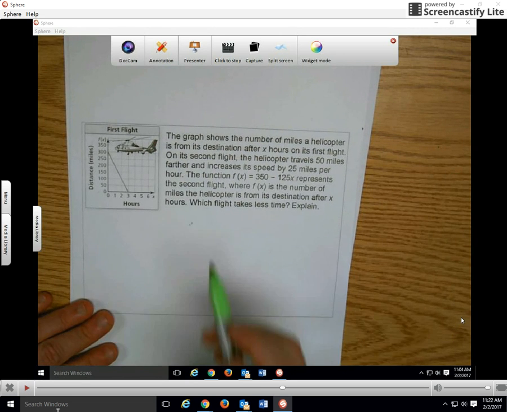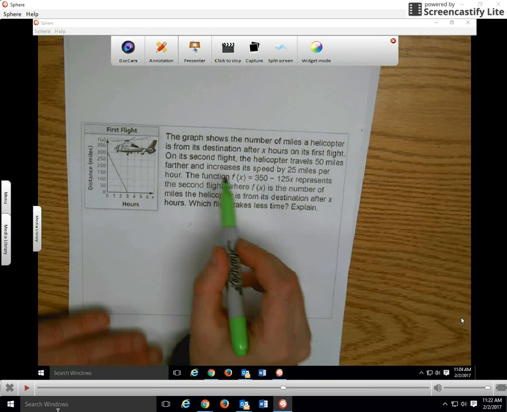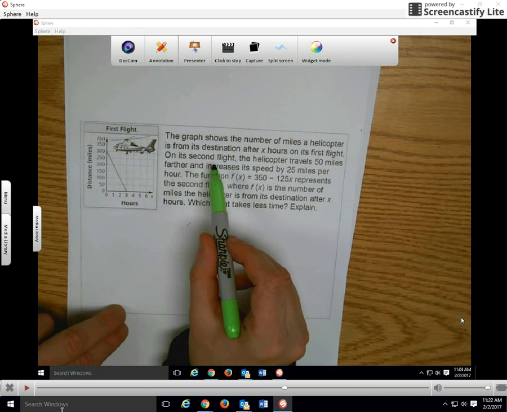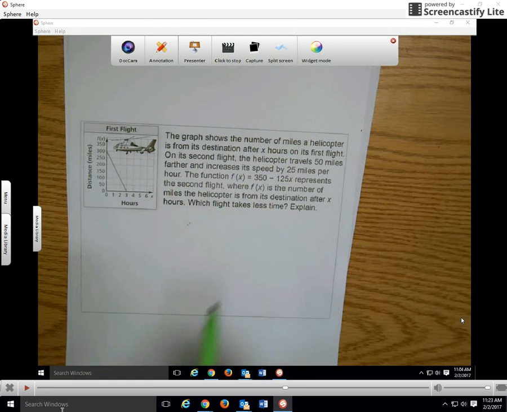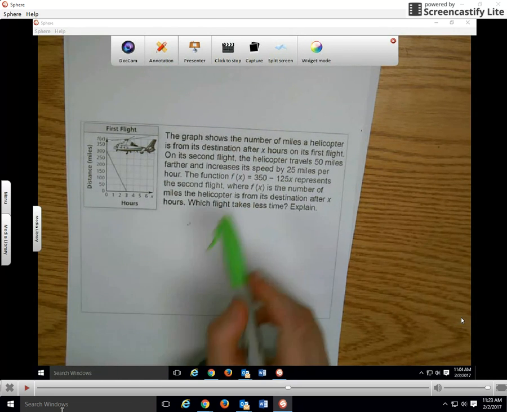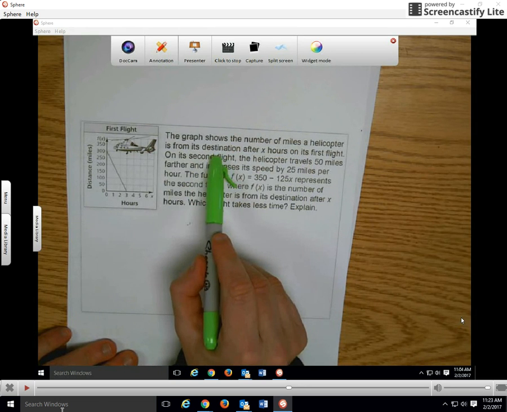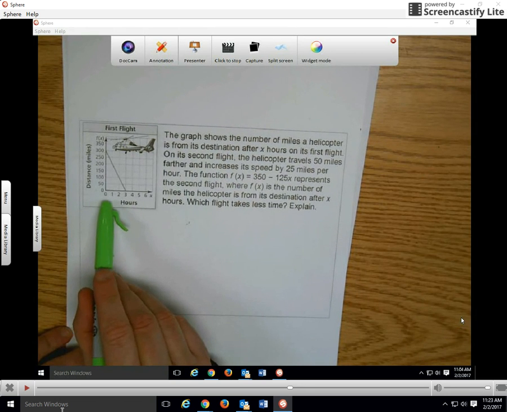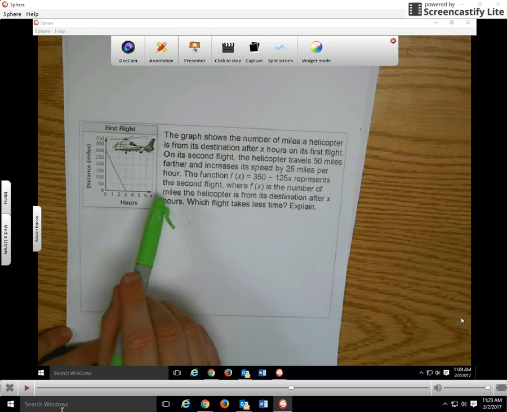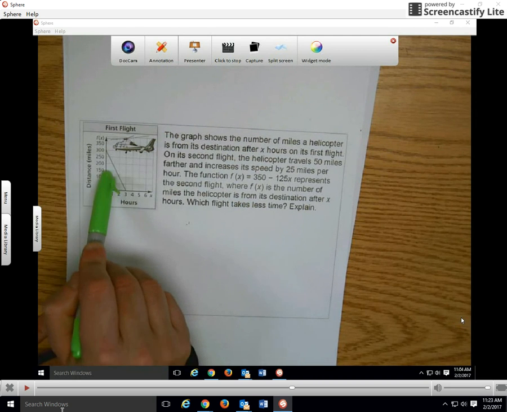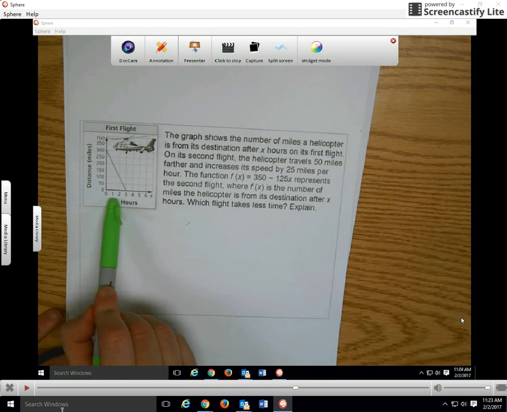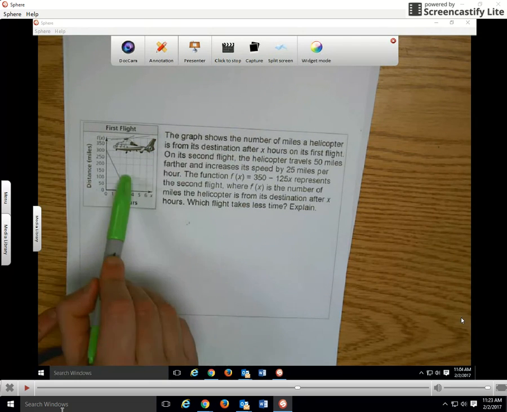Last question is, this graph shows the number of miles a helicopter is from its destination after x hours on its first flight. So notice what we're looking at. We're looking at the number of miles a helicopter is from its destination. There's a place it starts, and then it leaves that place. And f of x is the distance in miles that it went, and this is the hours it took to go those distances. So in 3 hours, it has gone 300 miles.